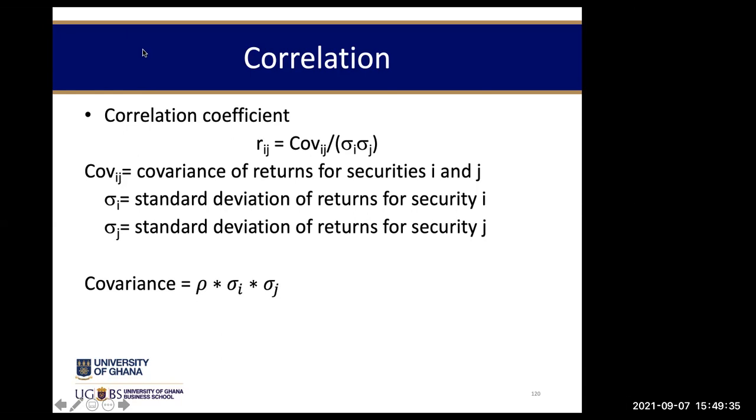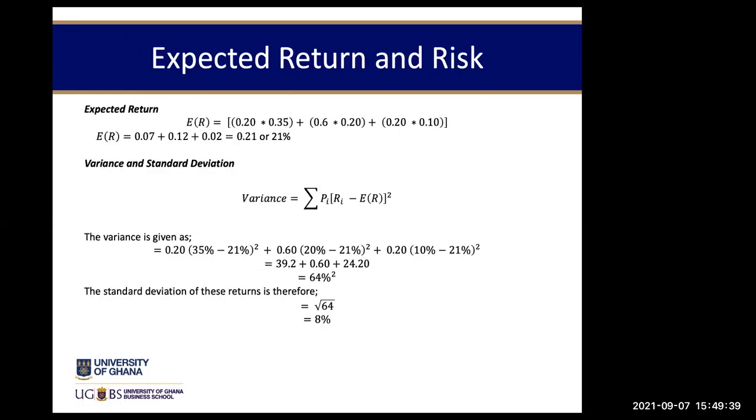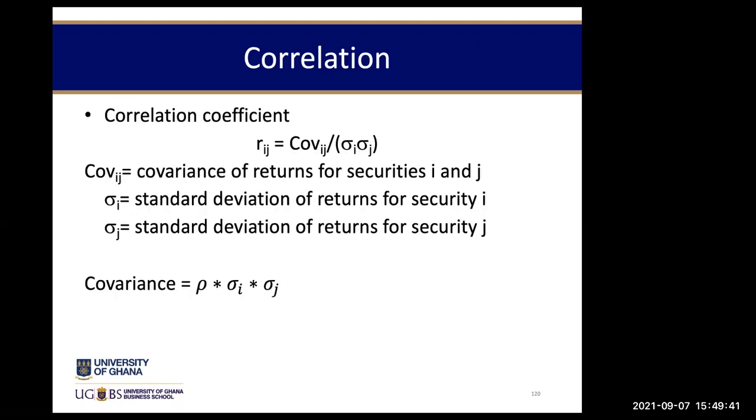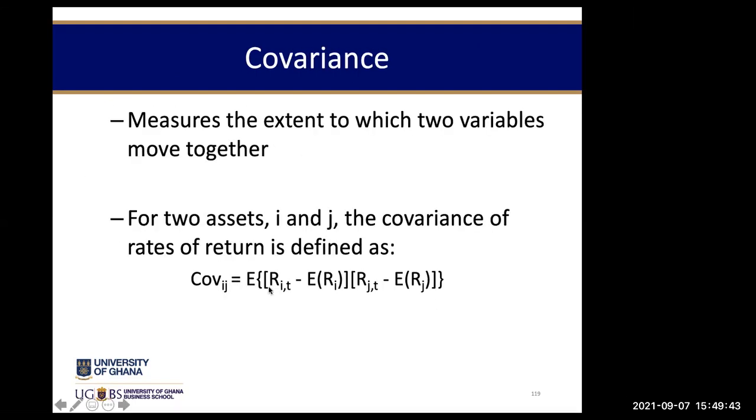But what is the covariance? The covariance you should easily understand. Let me show you the formula. So, covariance between asset I and J. Look at the formula carefully. What is this first one? You know it. Return of asset I at time T minus the expected return of asset I.